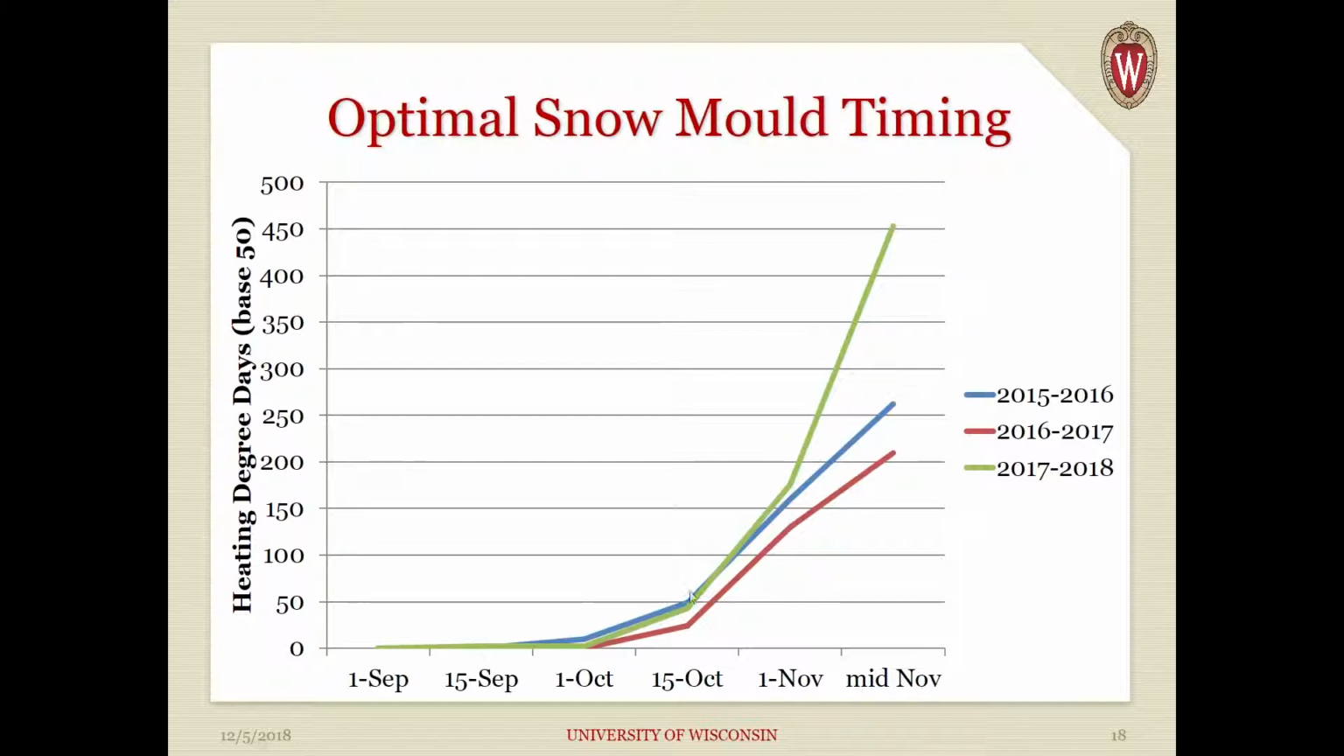And you can see this is much more consistent. Even though you saw before that the soil temperature wildly diverged, the heating degree days was much more consistent. So we can tell that, from our work so far at this one site, a heating degree day accumulation of around 100 is probably a decent indicator of when to apply your snow mold fungicides.